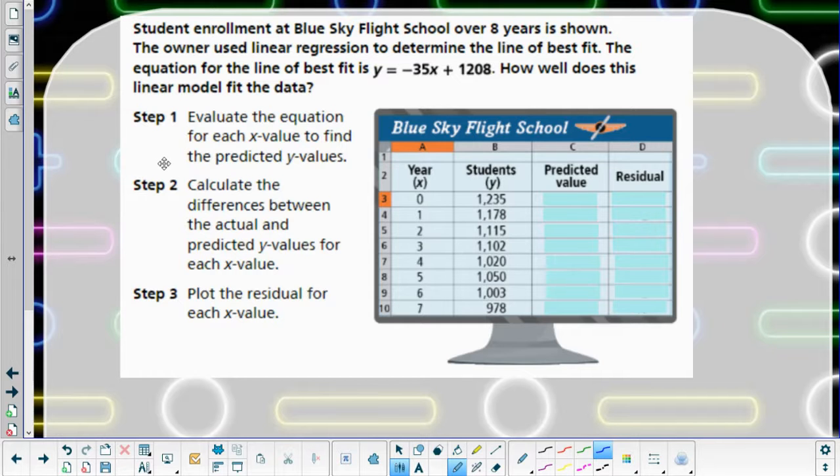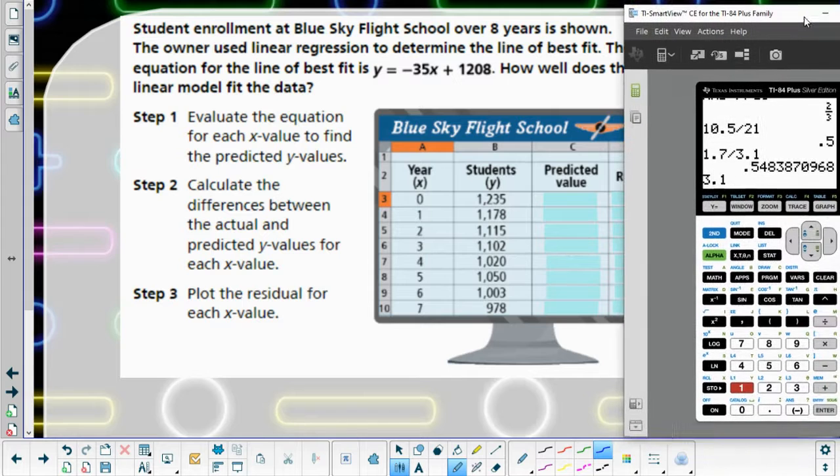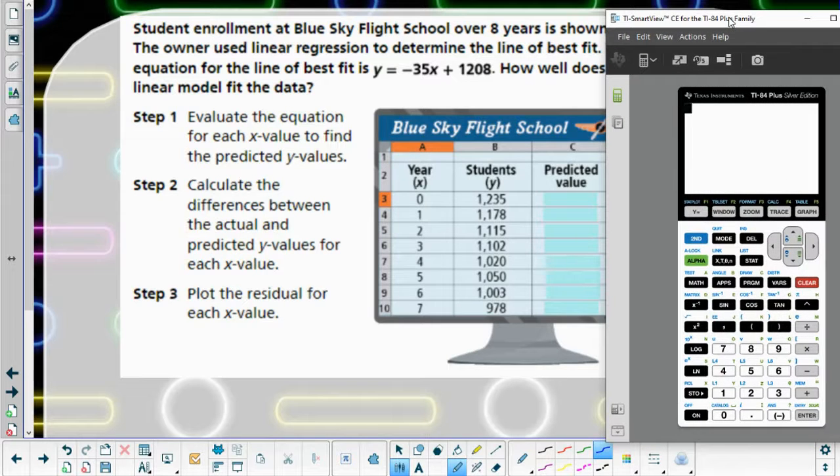So the first thing we need to do is evaluate the equation for each x value to find the predicted values. I'm going to show you the first one, and then you can pause your video. I'm just going to use a TI-84. You could use your Desmos calculator or a scientific calculator. We are going to plug in our x values into our equation and see what our predicted y values are. So we're not looking at this number of students. This is the actual. We're trying to find our predicted using our line of best fit.